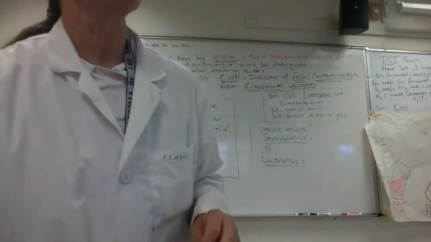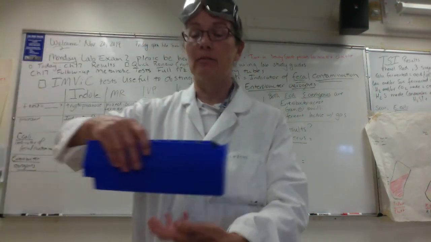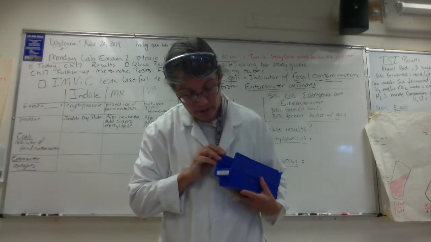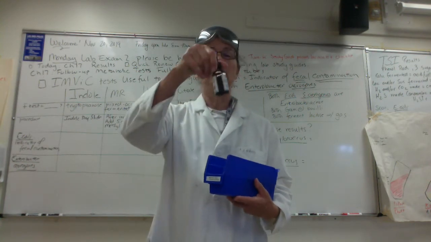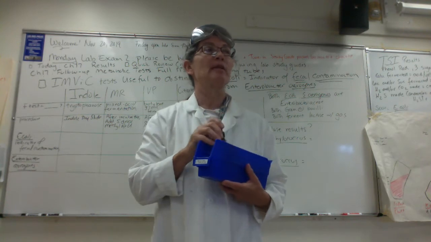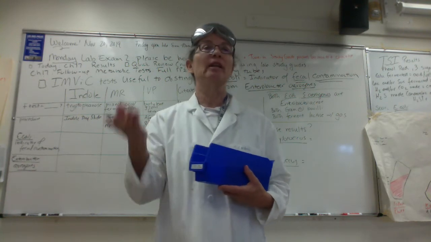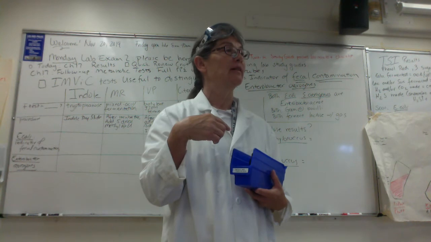Yeah, and you guys, this is such a common mistake. People forget to add the methyl red pH indicator, which we have up front. So after incubation, you're going to add 5 drops of the methyl red pH indicator. The reason we can't add it ahead of time is why?